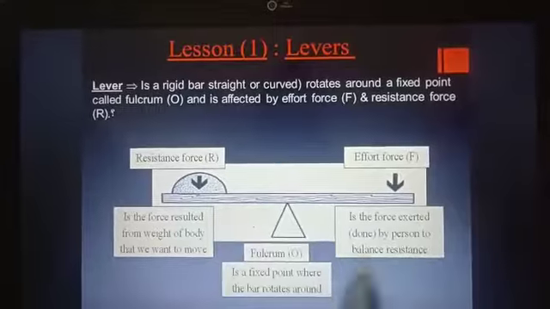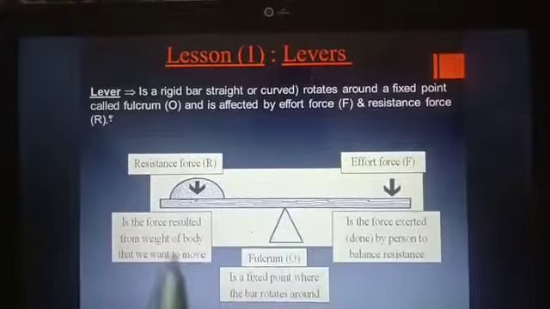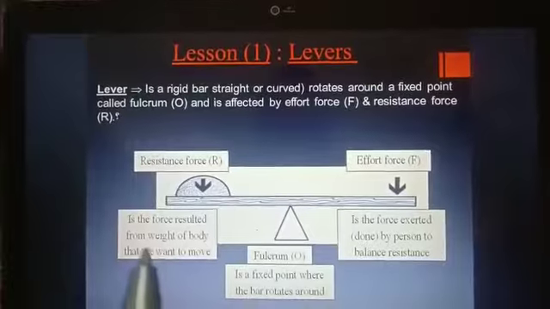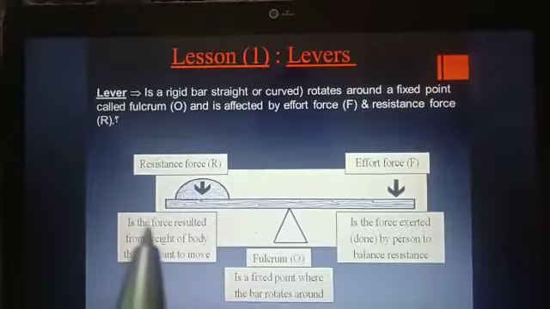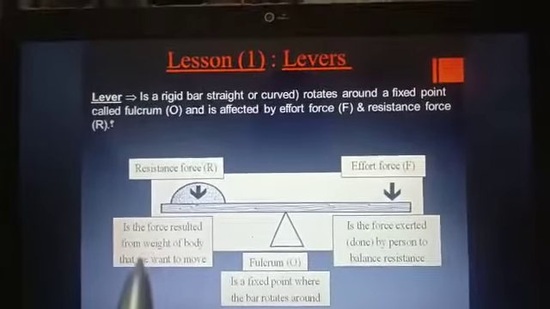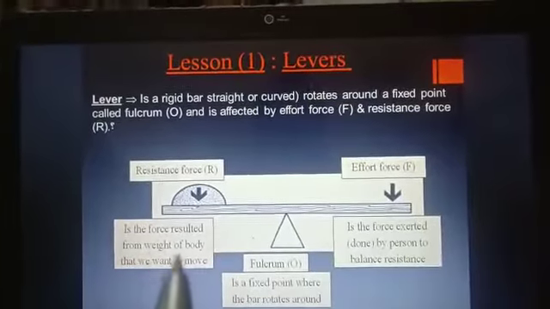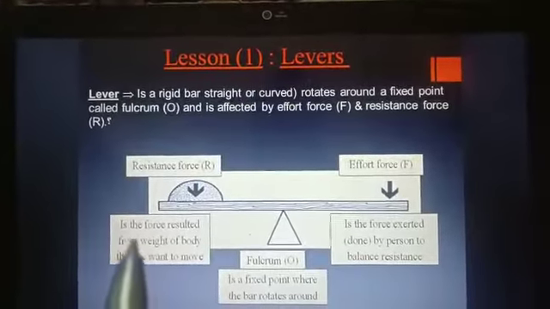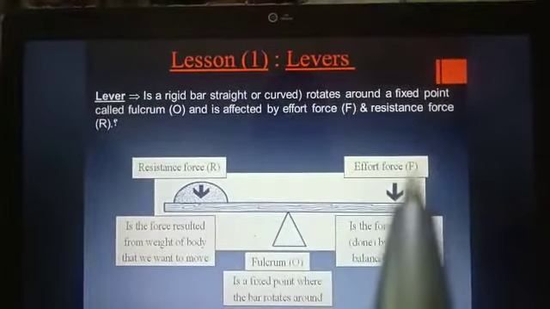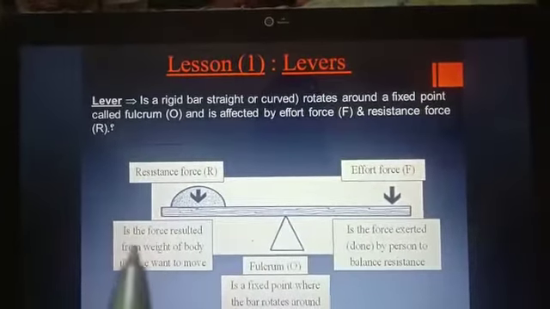For example, if I want to lift a rock, can I lift the rock by my hand? Of course not. So I need a machine to increase my force and help me to lift this rock. This machine is called a lever. Why? Because this lever helps me to move or lift this rock. My hand and my force is called effort force, but the rock is called resistance force.